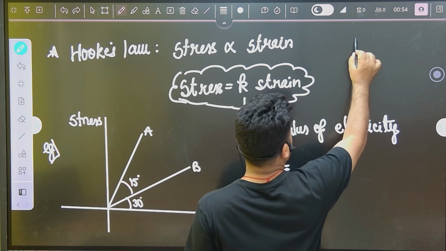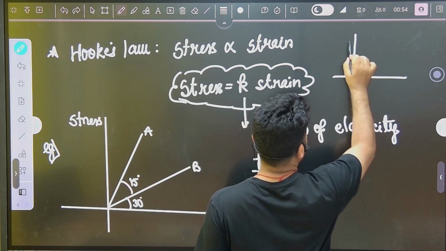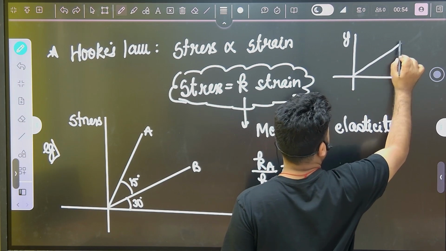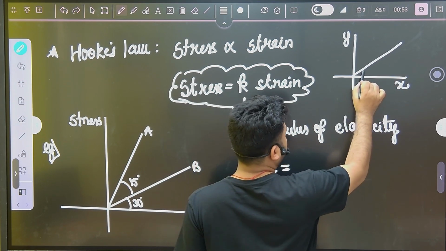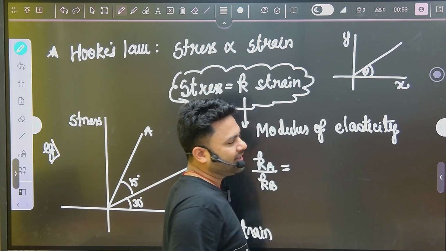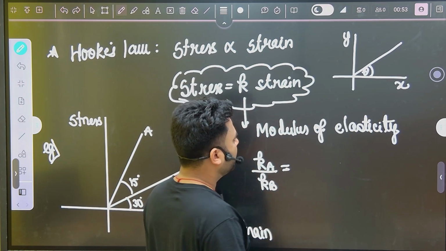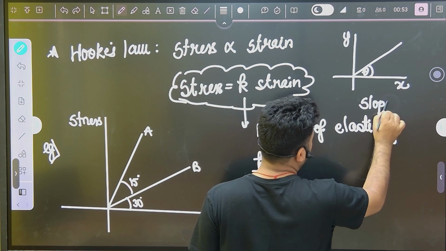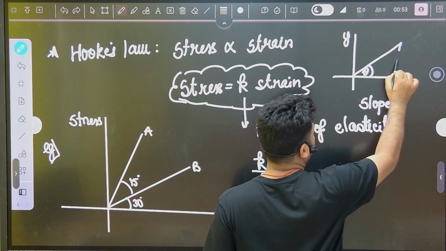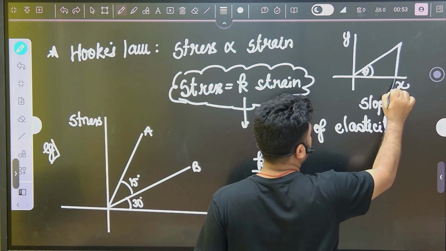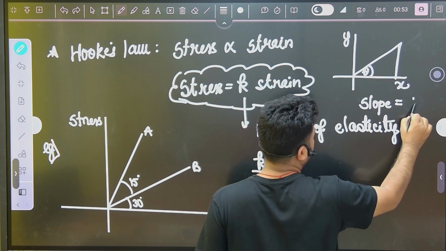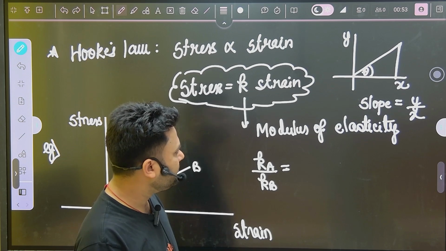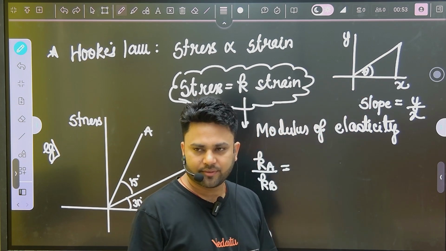So what I'm saying is, suppose we have a y versus x axis, and suppose there is a line like this. This angle is theta. What is the slope of this line? Tan theta. The slope of this line will be tan theta. Suppose I make one triangle like this. So this is y by x. Correct.